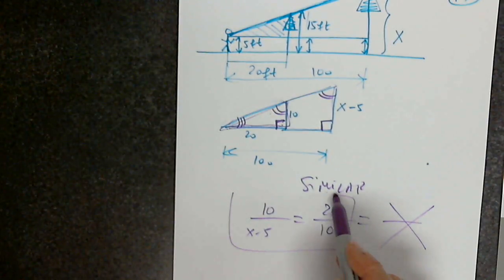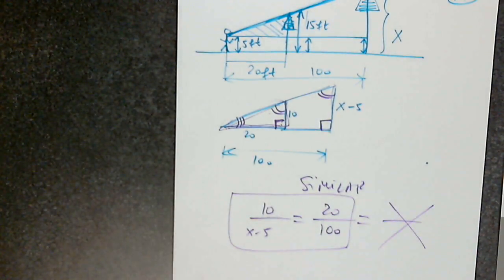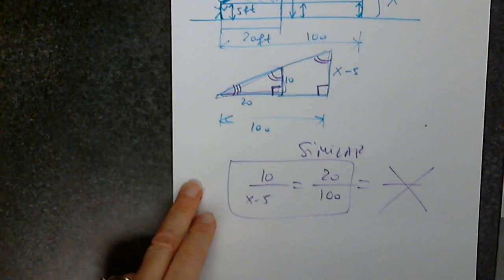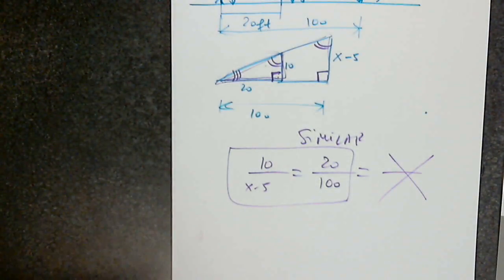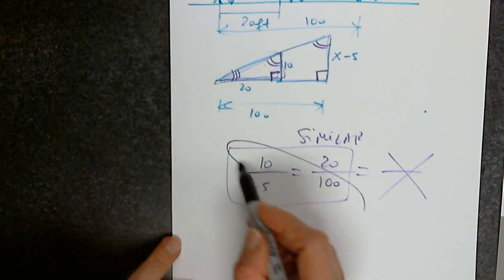And from here, what type of equation is this? It has a very special name. It's called proportion, right? What do we do in a proportion and only in a proportion? Right.